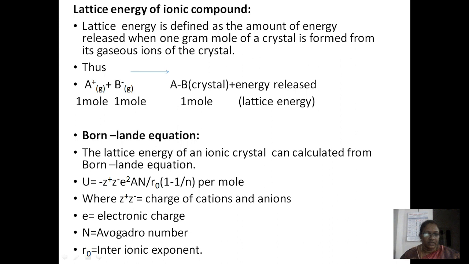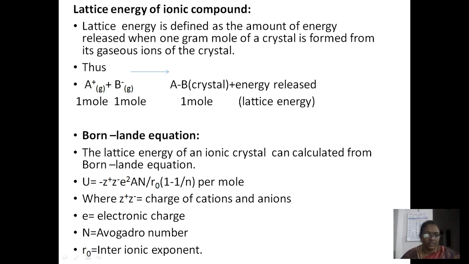Thus here we have given the example of A plus ion, that is the cation, combining with the anion B minus in gaseous state in equal ratio, that is 1 mole each, to form the AB crystal. At that time the energy is released. That energy is called lattice energy.